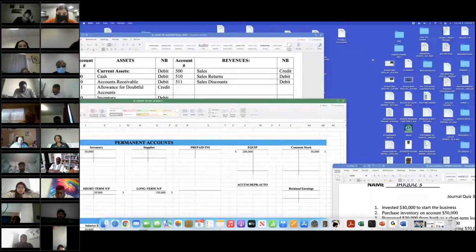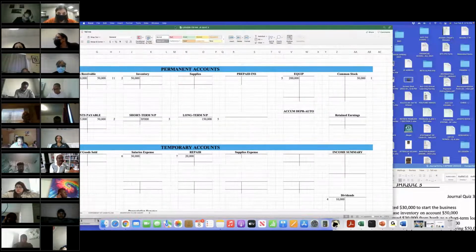Can you go back to the screen where you are putting in those trial balances in the spreadsheet? Is this what you're talking about?